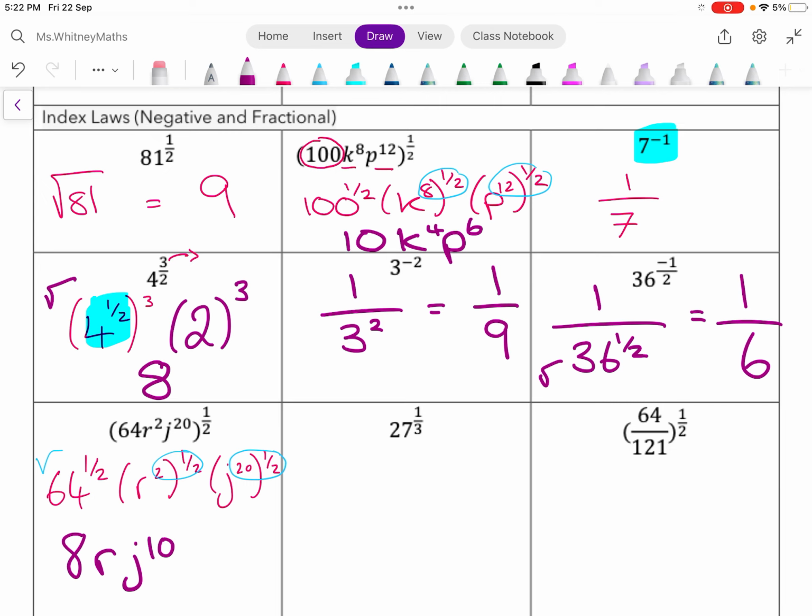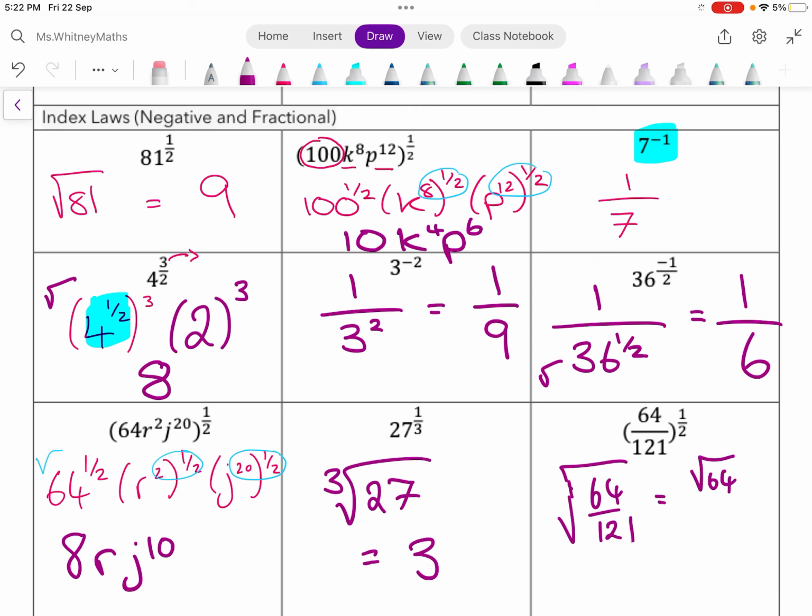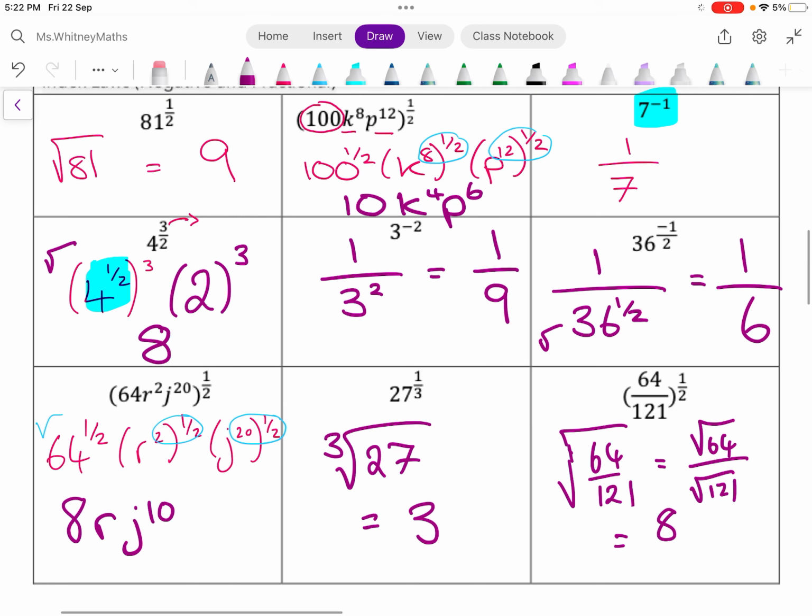That's it. Okay, 27 to the 1 over 3 is the same as the cube root of 27. So we're going to get 3. 3 times 3 times 3 is 27. And then for the last one, we have to the power of a half of everything. So it's technically the square root of 64 over 121. We know that's the same as root 64 over root 121, which would equal 8, because the square root of 64 is 8, over 11, the square root of 121.